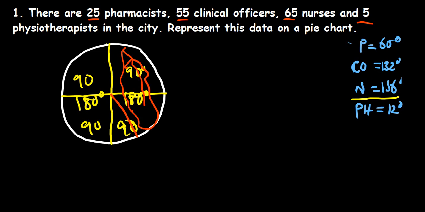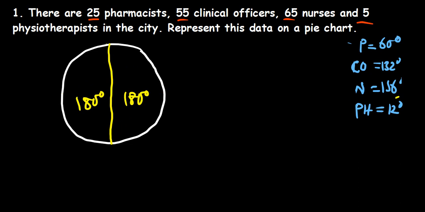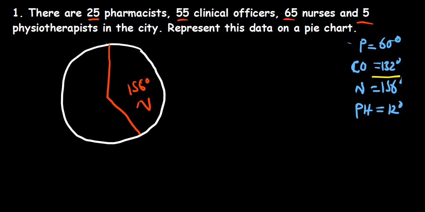So let's draw that now. Okay, so we are going to say our 156 is just this, and then it comes like that. So we are going to give this big portion 156 degrees, and we are going to say this is representing the nurses. And then the other one which is big is this one here, which has 132. So 132 will be somewhere there. So we're going to say this is 132 degrees, and then this is for what? For the COs, or the clinical officers.